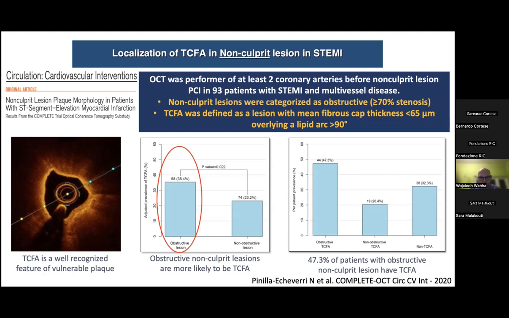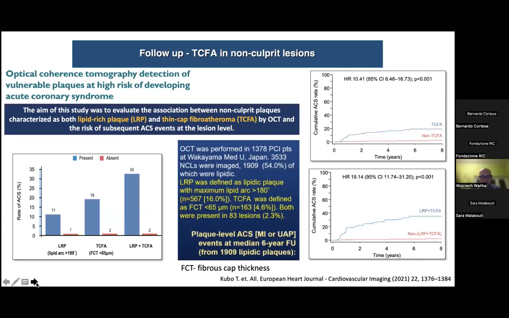So that is the general definition of TCFA. Obstructive non-culprit lesions are more likely to be TCFA. But what is also important is that nearly 50% of patients with obstructive non-culprit lesions have TCFA. The other important study which assessed TCFA in non-culprit lesions was performed by Kubo in the Japanese population, which assessed more than 1,000 patients.